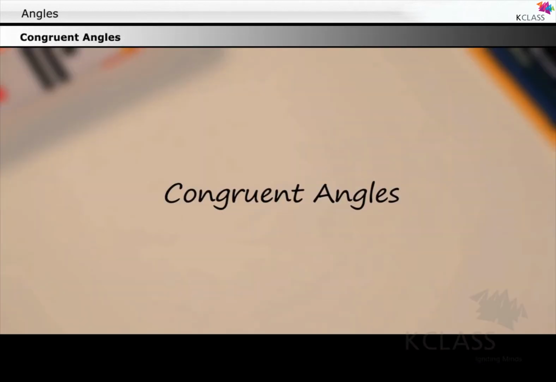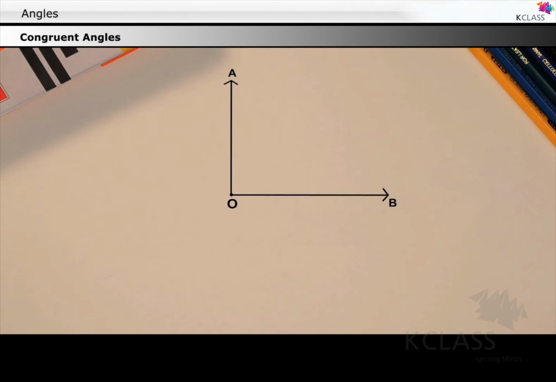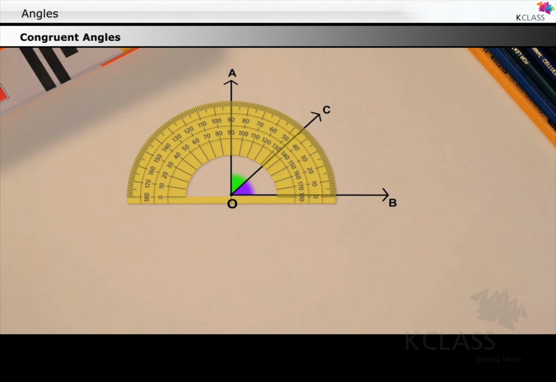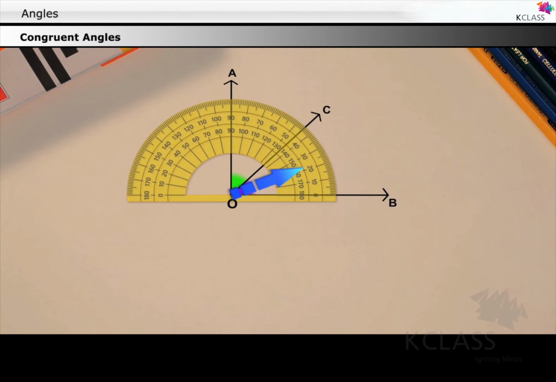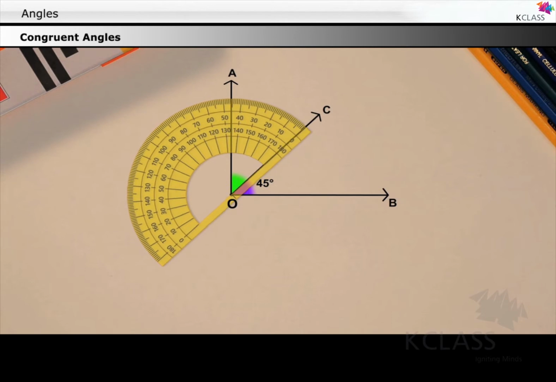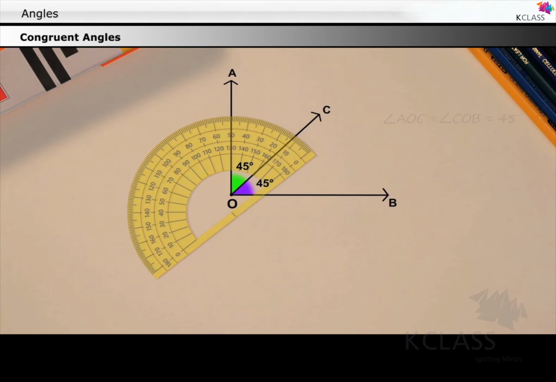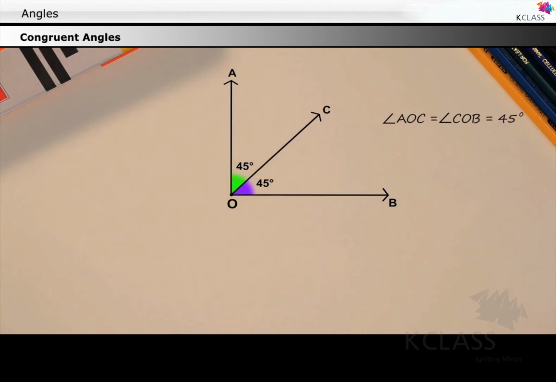Congruent angles. You see these two rays OA and OB forming angle AOB. Now let me draw another ray OC like this. So two angles AOC and COB are formed here. I am going to measure angle AOC and COB using a protractor. Are they the same? Oh yes, they are 45 degrees each.